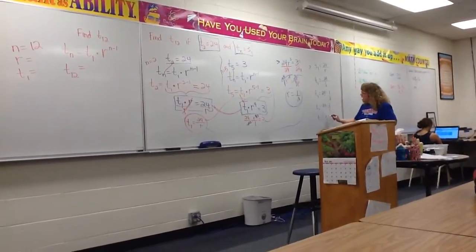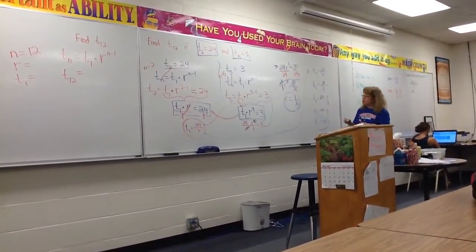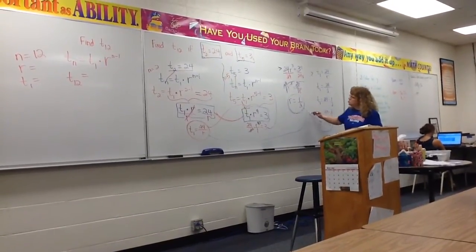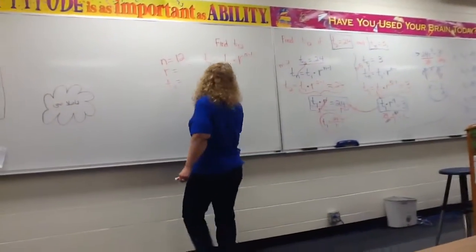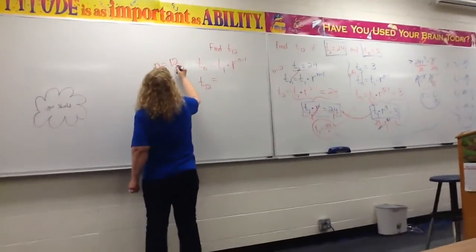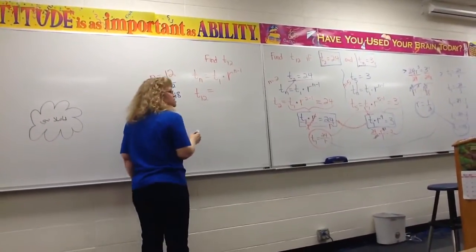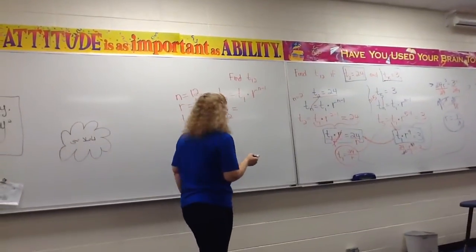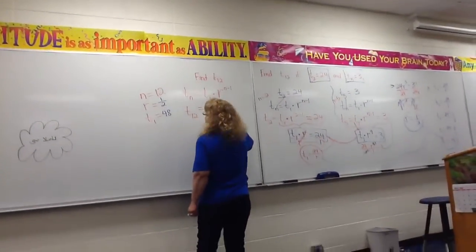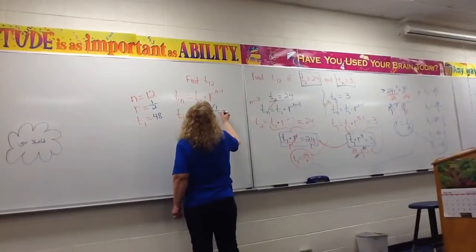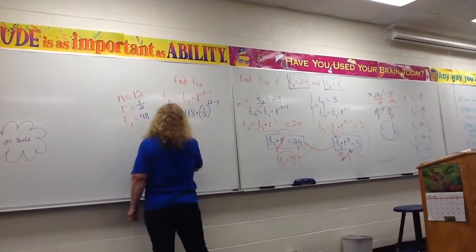Now I've got the T1. I've got the r. I'm going to take these two and use them over here. What was r? 1/2. What was T1? 48. So we're going to plug them in. T1 is 48, r is 1/2, to the 12 take away 1.